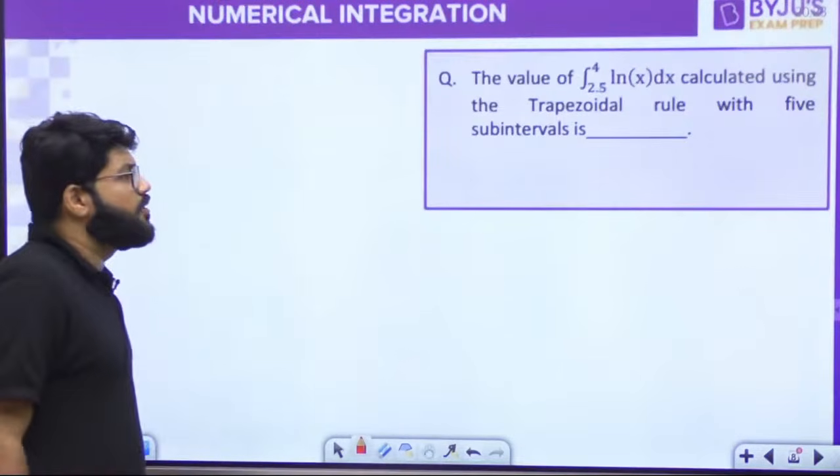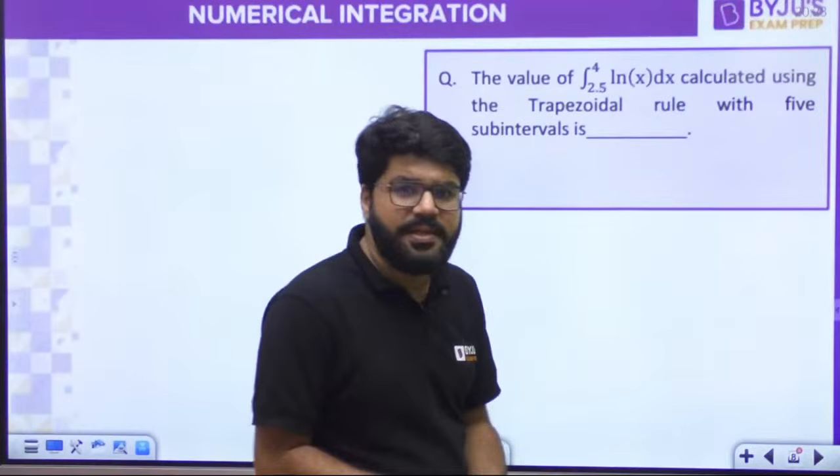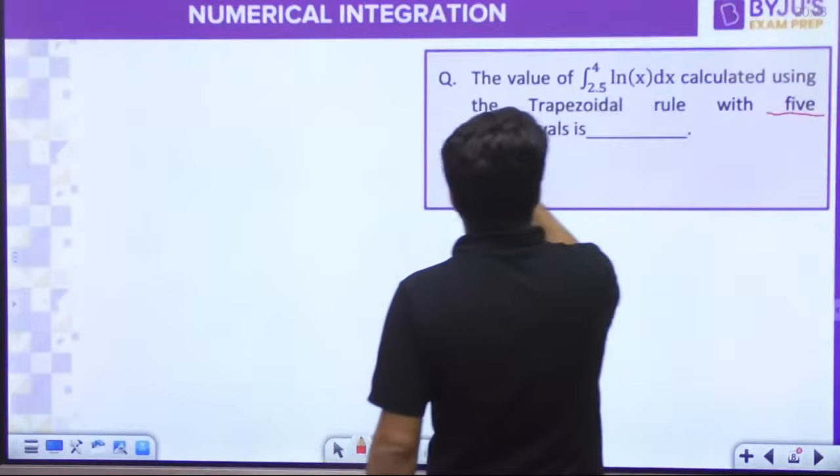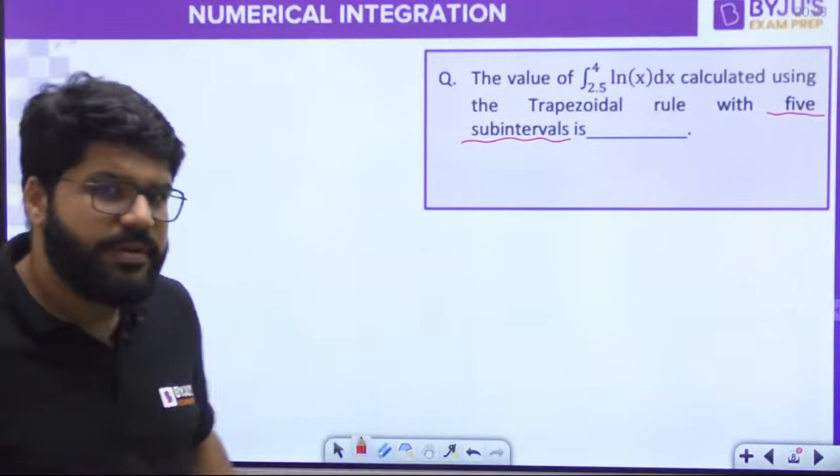What is the value of integral 2.5 से 4 log x calculated using the trapezoidal rule with 5 subintervals? Clearly mentioned है with the 5 subintervals.